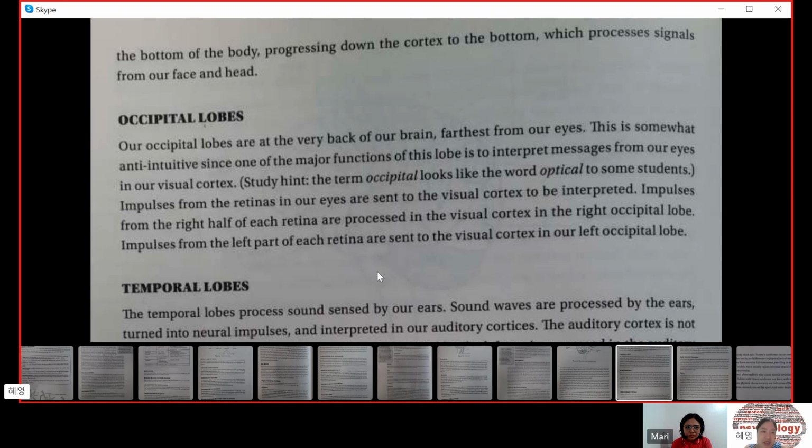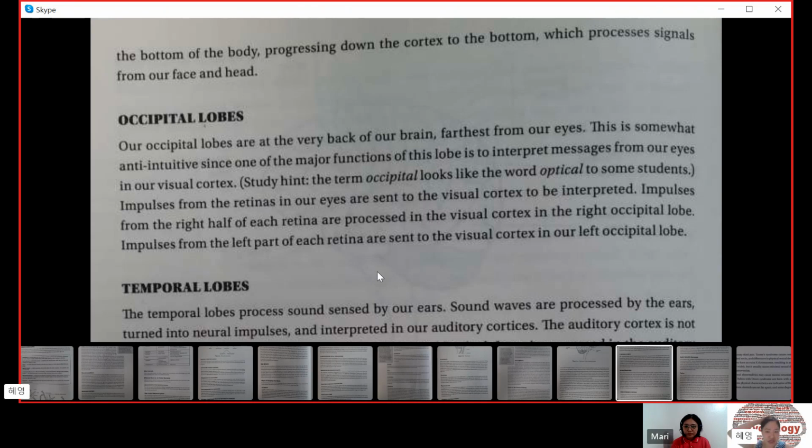And next are the occipital lobes. Our occipital lobes are at the very back of our brain, far from our eyes. This is somewhat counterintuitive, since one of the major functions of this lobe is to interpret messages from our eyes in our visual cortex.